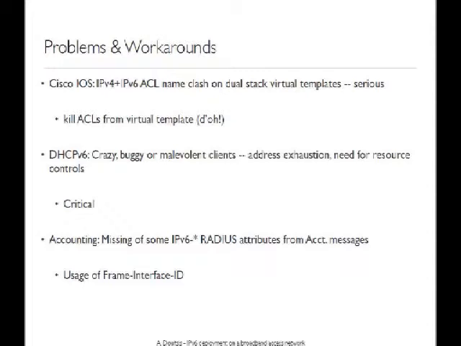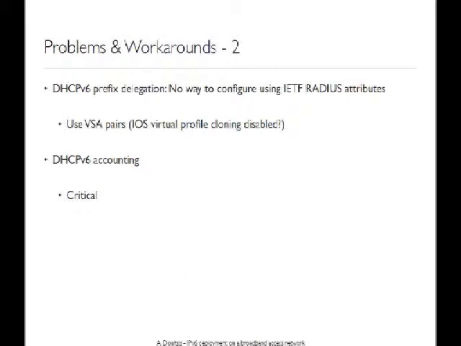So we would really like to have a way to limit the resources assigned to each subscriber. And as I described earlier, of course, there are some IPv6 attributes missing from our current IOS version, so we have to resort to the usage of the framed interface ID. But we would really like to have all these attributes inside our accounting start and stop messages, and update messages, of course.